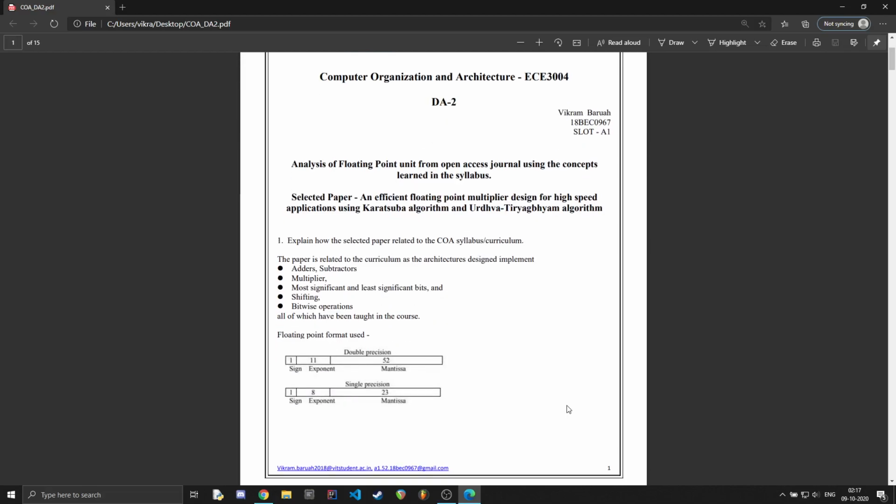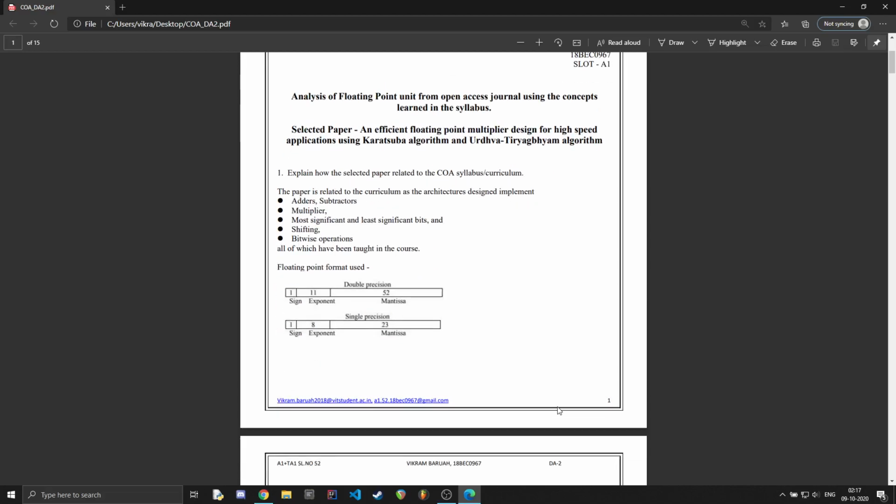The paper that I've selected is an efficient floating point multiplier design for high-speed applications using Karatsuba algorithm and Urdhva-Tiryakbhyam algorithm. So the first question asks us to explain how the selected paper is related to the COA syllabus.